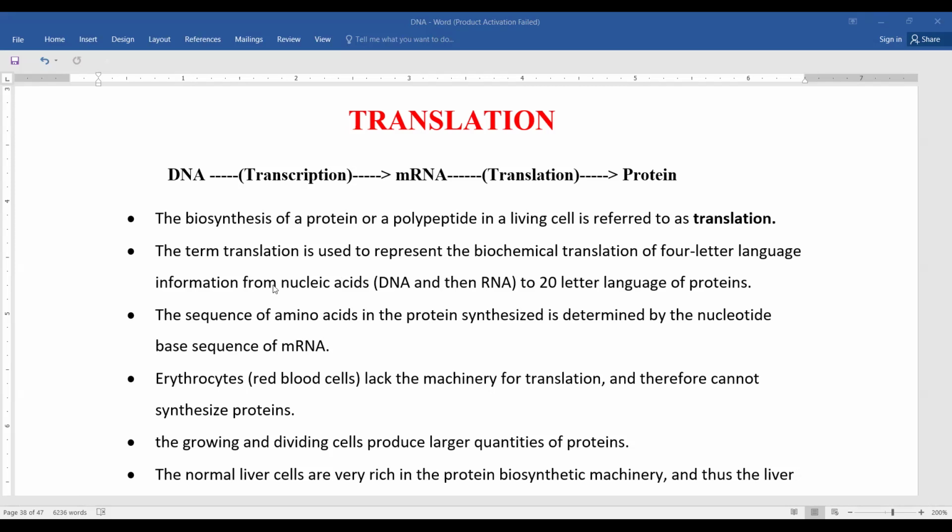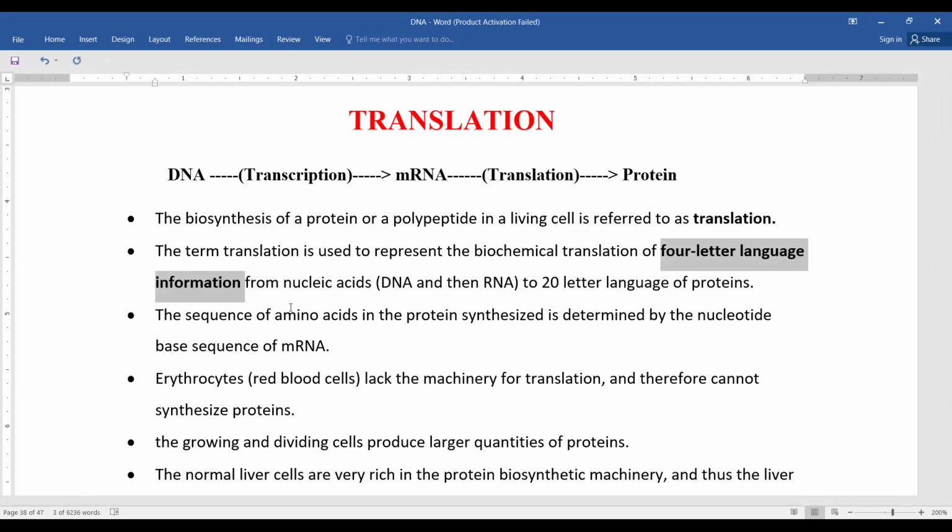Anyway, the term translation is used to represent the biochemical translation of the 4-letter language of nucleic acids, DNA and RNA, to the 20-letter language of proteins.